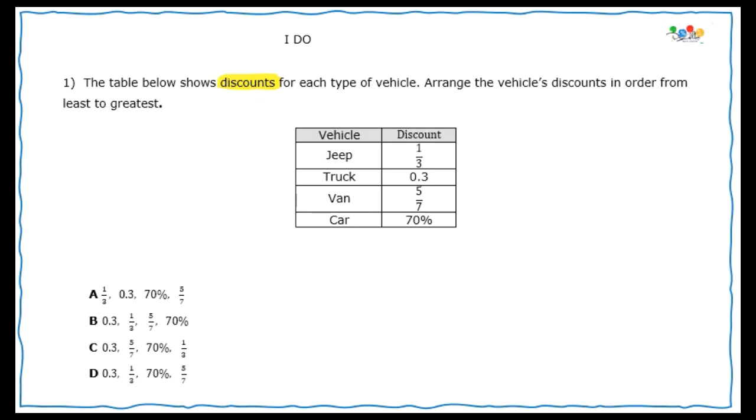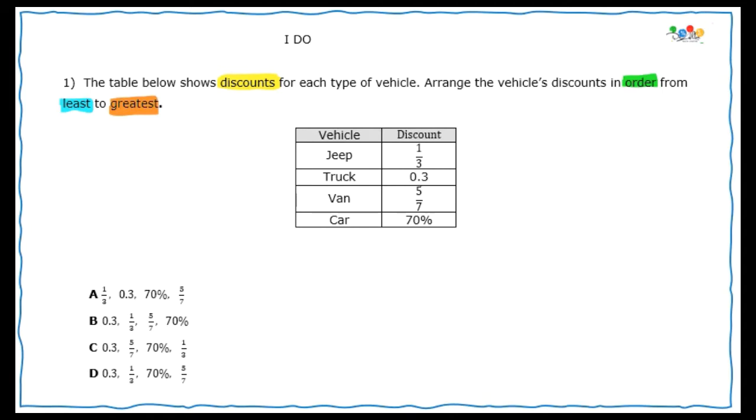Okay, what else is important for us here? Oh, they want me to put them in order, right? They want me to put them in order from what? From least to greatest. So before I look at the numbers, let's analyze what that means. What does it mean by least to greatest?